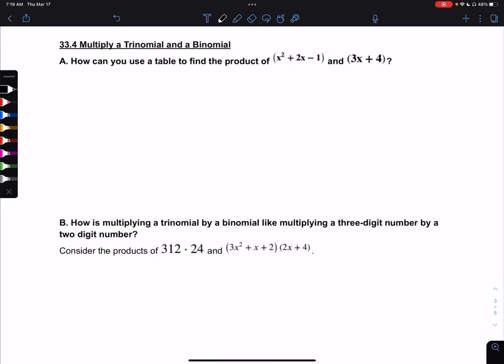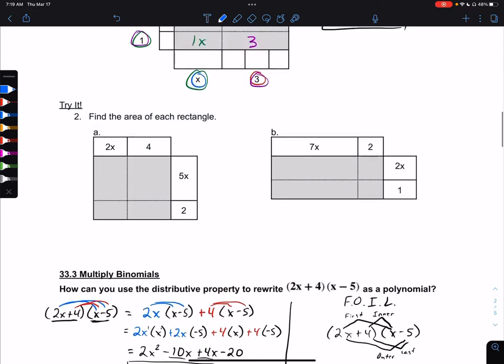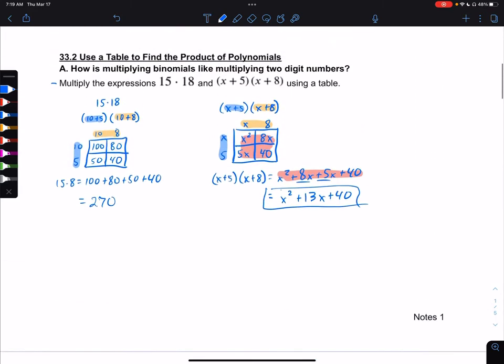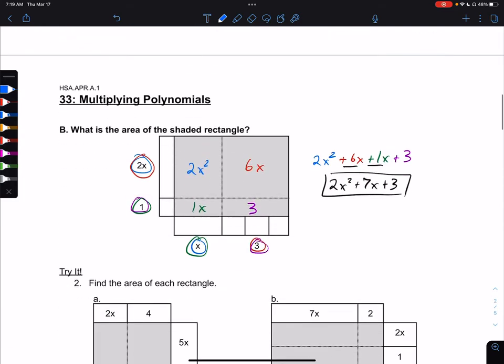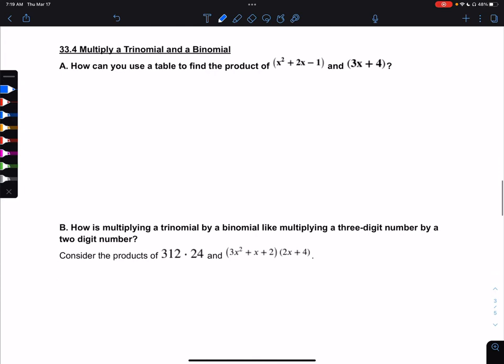In this video, we're going to look at topic 33, example 4, multiply a trinomial and a binomial. Part A, how can you use a table to find the product of x squared plus 2x minus 1 and 3x plus 4? What we're going to do is quite similar to what we did in example 2, where we created these tables to multiply our numbers. Before we had a binomial times a binomial, now we're looking at a trinomial times a binomial.